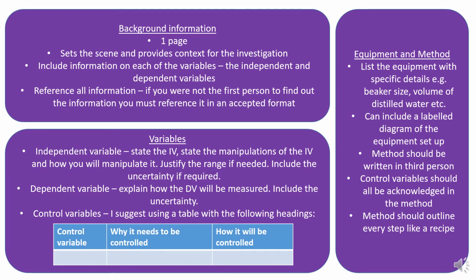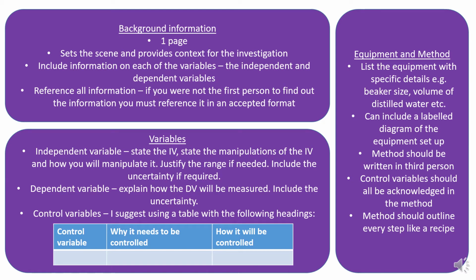For control variables, I always suggest using a table with the following headings. So you state the control variable, you explain why it needs to be controlled and how it will be controlled. So for example, if temperature is a control variable, you need to say why it needs to be controlled. So temperature must be controlled because if the temperature increases, molecules such as enzymes can move around more quickly and reactions will occur more quickly. If the temperature is over the optimum temperature, then proteins or enzymes could denature. This will slow down the rate of the reaction. And then how it will be controlled by using an electronic water bath set to specific temperatures. So you should have at least 5 control variables outlined in that table.